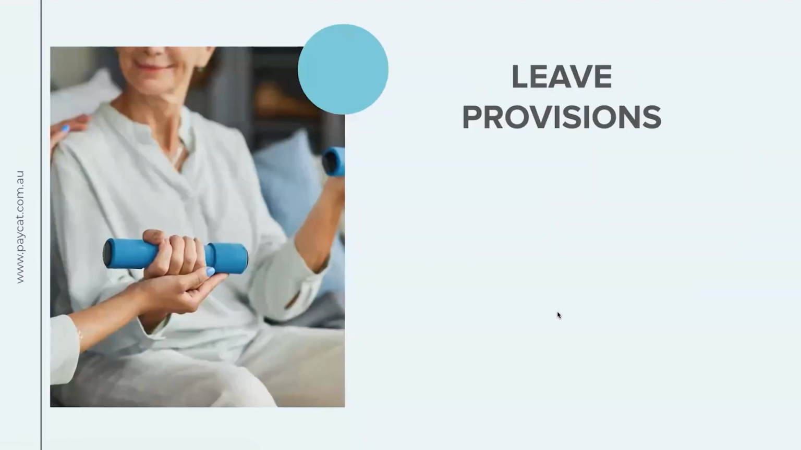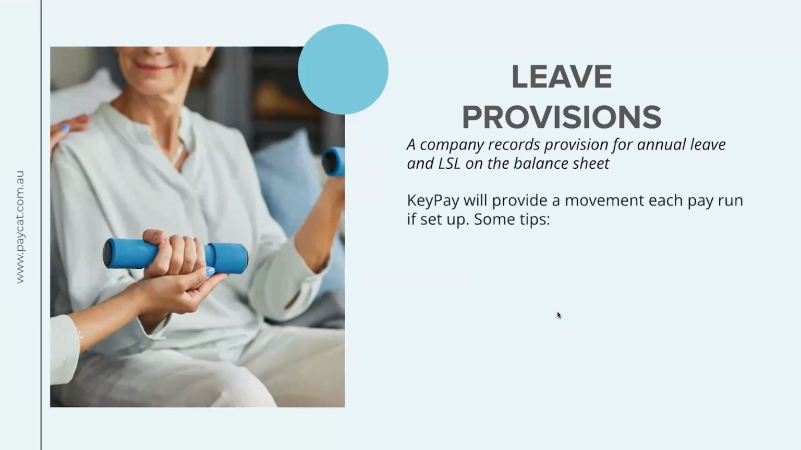Okay, leave provisions. So leave provisions are things like provision for annual leave, provision for long service leave. If you're a reporting entity, or a public company, or a charity, an ASX listed company, this might be a requirement. And for other clients out there, they just want to know at any point in time how much they owe in leave on the balance sheet. So they want to record it. So KeyPay potentially will provide a movement in the leave provision in each journal. So that's actually factoring in leave accrued in the pay period, leave taken in the pay period, and if the employee's base rate of pay has gone up as well. So it's factoring in those 3 things into that movement.